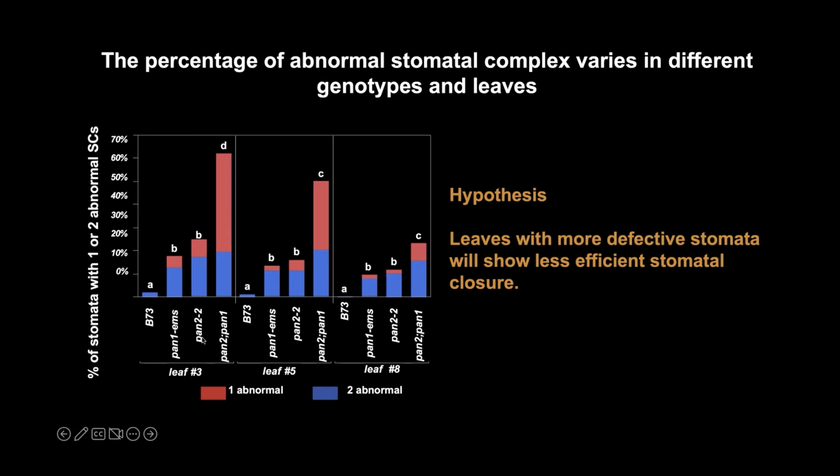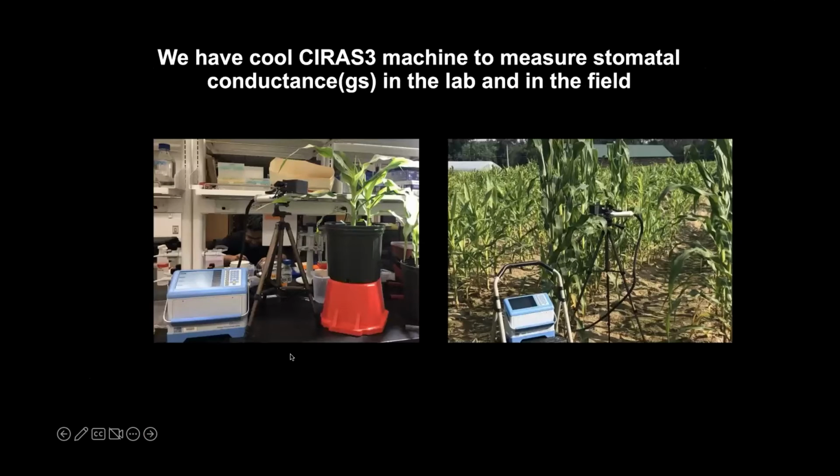And in the PAN1 and PAN2 single mutants, they showed a similar abnormal subsidiary cell percentage in all the leaf numbers. So we expect they show a similar defect of stomata function. So how do we measure the stomata function? We have a very good friend, the series 3 photosynthesis meter, to measure the stomata function. It can measure the water vapor from the stomata pores, and then indicate to us how the stomata open or close.